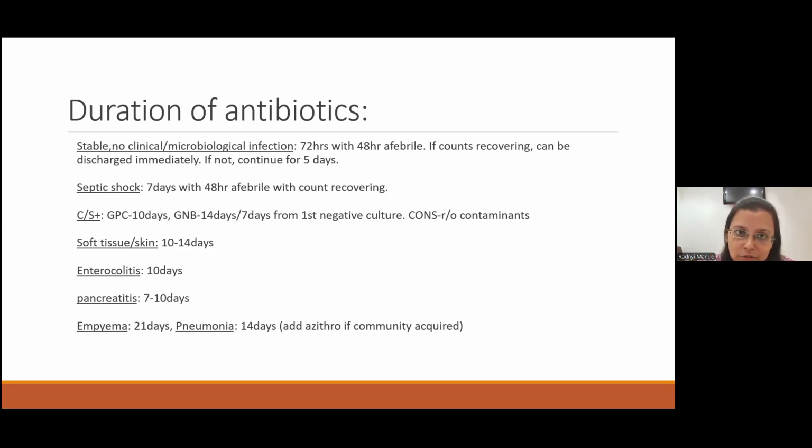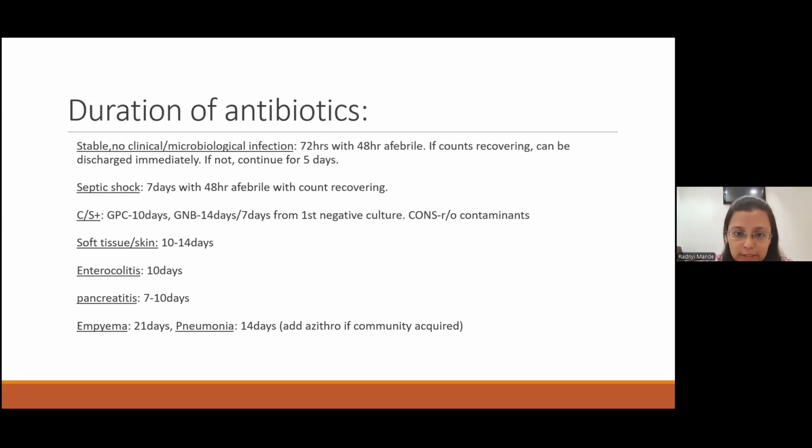But there are certain conditions where you have to give a certain duration of antibiotics. So in case of septic shock, if a child has come to you with septic shock, but the culture has not grown anything, in such cases you give 7 days of antibiotics irrespective of your culture. Then if there is a soft tissue or skin infection, roughly 10 to 14 days of antibiotics you have to give. Pancreatitis, again 7 to 10 days. Enterocolitis is for 10 days. Empyema, you have to give 21 days of antibiotics.